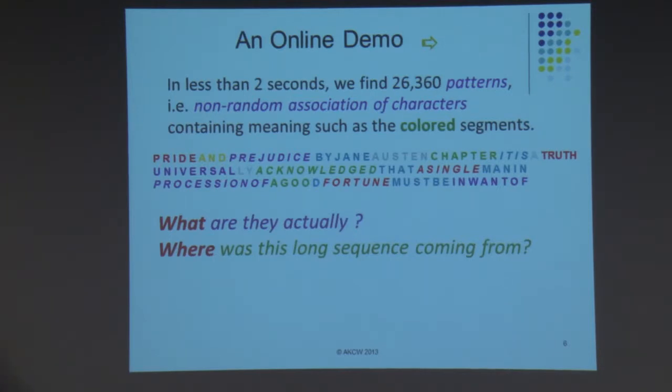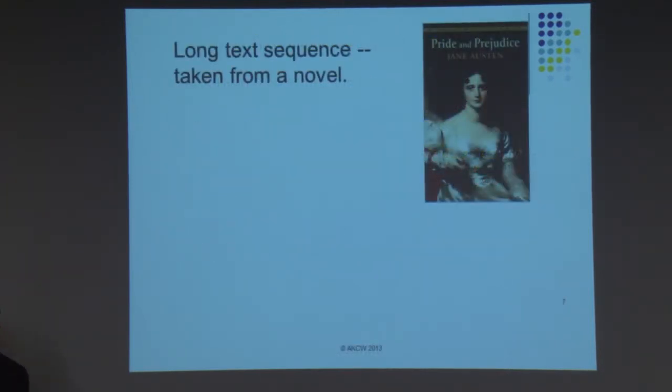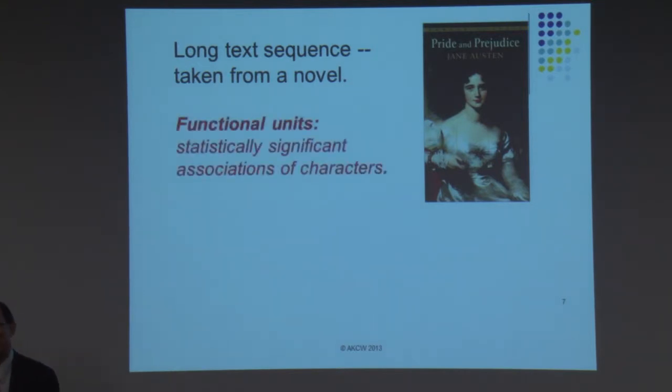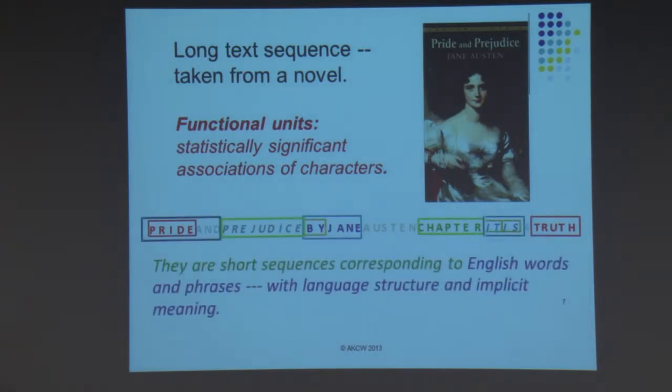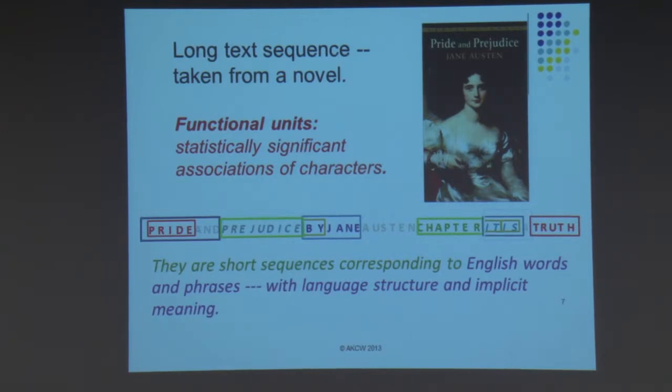When I first discovered binding sites, my student asked me, how do you know that it is important? So let us begin with an English example. We take the whole text of Pride and Prejudice. We remove all the punctuation, all the spacing, no uppercase and lowercase. It is actually a 500 million long character sequence. Again, within 2 seconds, we found all the non-random, non-independent units. It contains the language structure, phonetics, and everything embedded. There are short sentences corresponding to English words and phrases with language structure and implicit meaning.